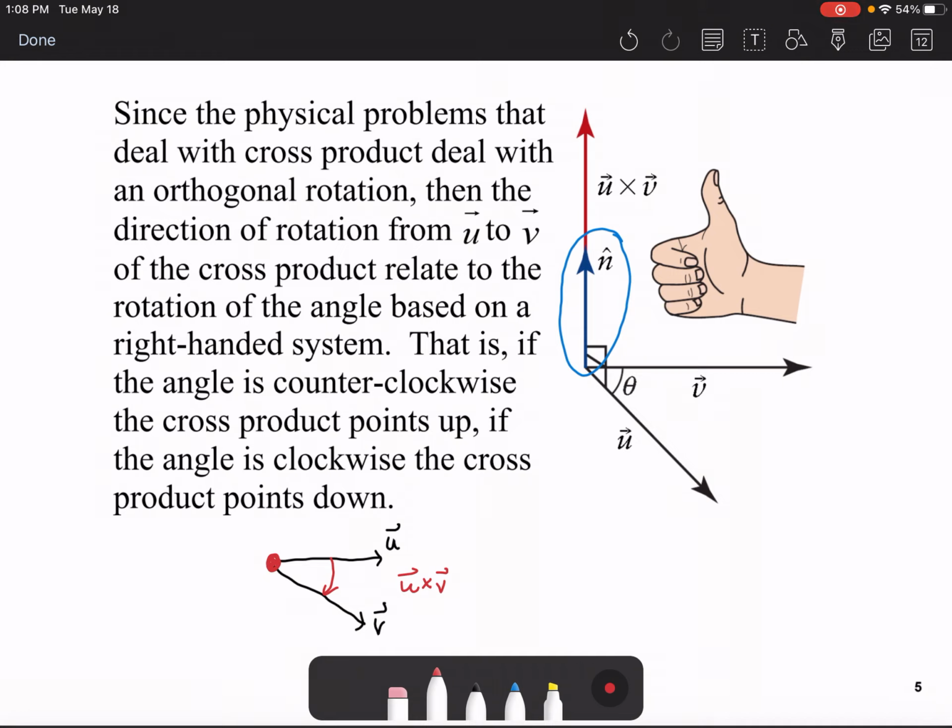and you point your thumb, that'll actually tell you the direction of your cross product. So in this case, as you're curling your fingers from u to v, you have your actual wrist and your thumb pointing downwards. So this one is going downwards, or some people also say inwards.